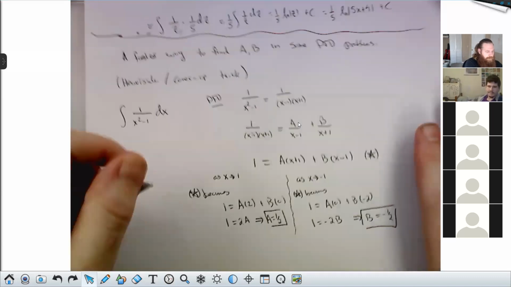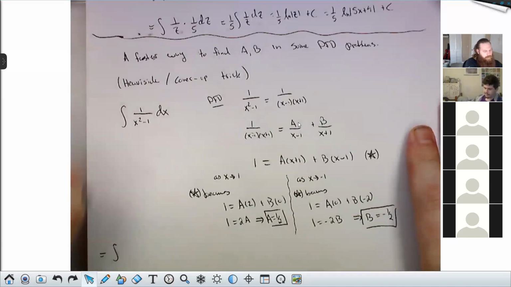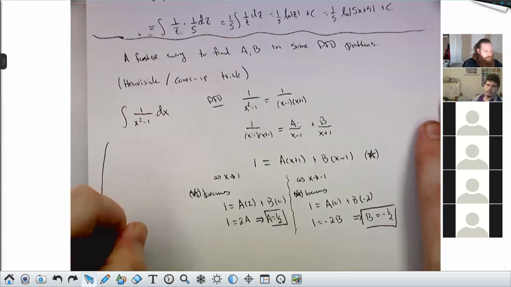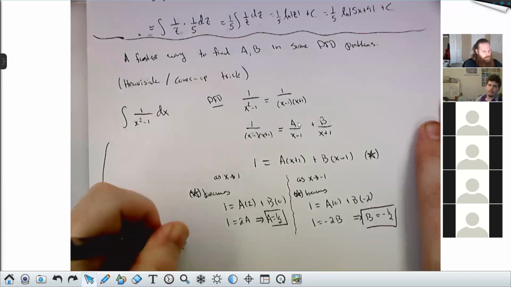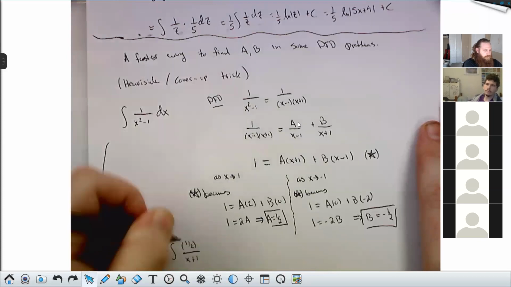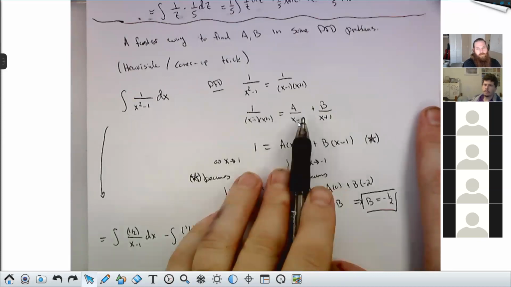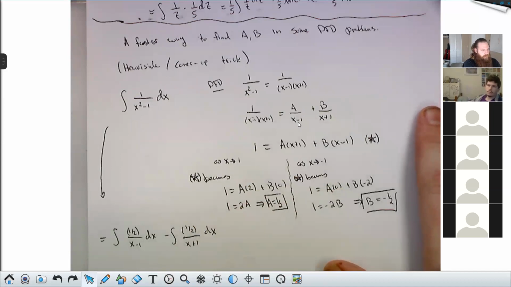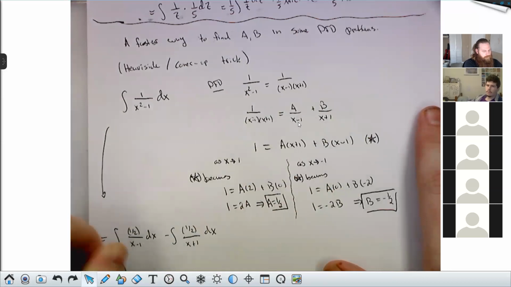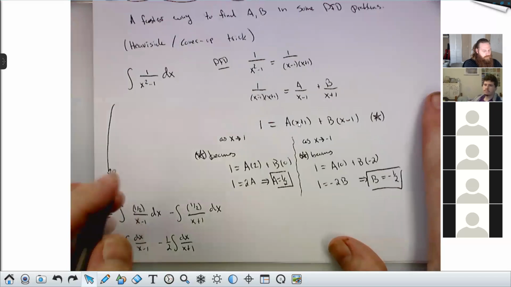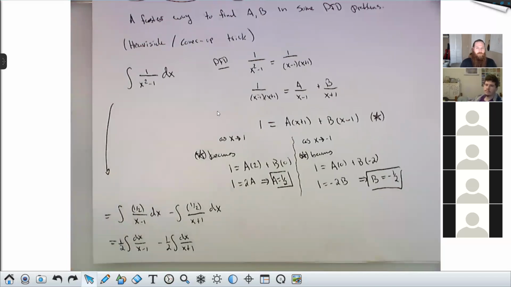So now that I have a and b, we can come back and do our integral, right? This integral would be equal to the integral of a over x minus 1, which is 1/2 over x minus 1 dx, minus the integral of 1/2 over x plus 1 dx. That's just integrating each of these separately with the values for a and b plugged in. And this is going to be 1/2 integral dx over x minus 1 minus 1/2 integral dx over x plus 1. And again, a little u sub in each of these and you'll get the job done. I'm not even going to bother. The point is to show you the trick here.